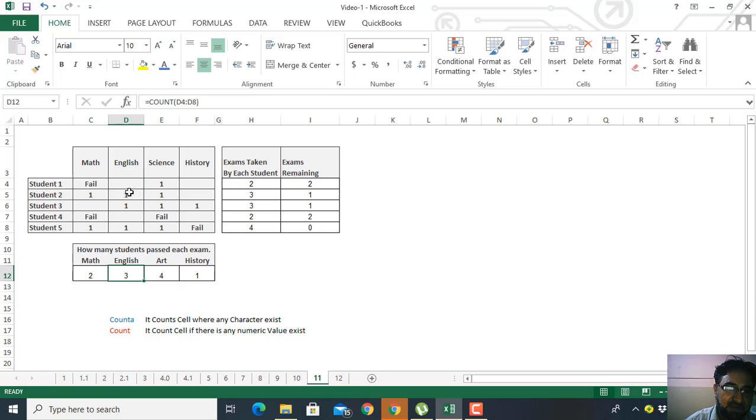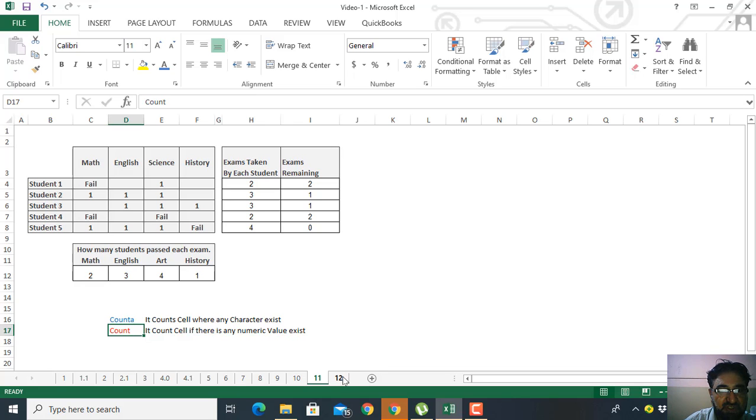If I again insert text here, look at this, the value will change to 3 and this value will not change. Look at this, it changed to 3 and it is the same as 3. If I delete this, it is 2 and it is 3. Now I hope guys you understand what the COUNTA and COUNT functions do.